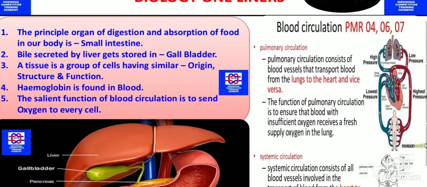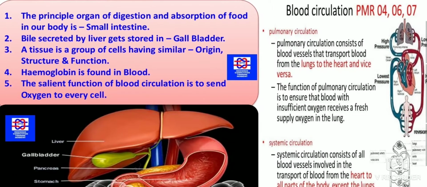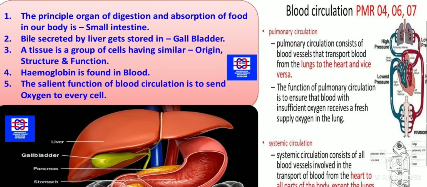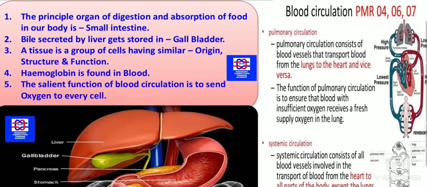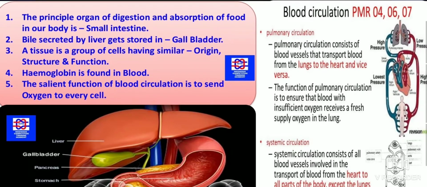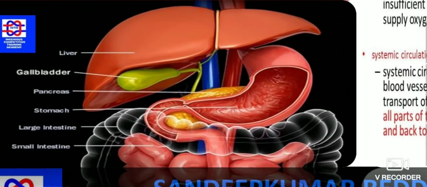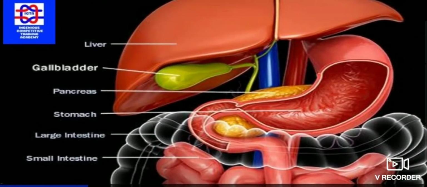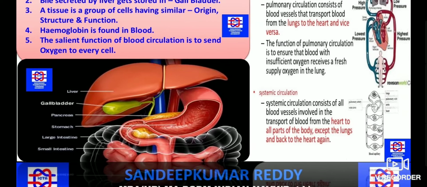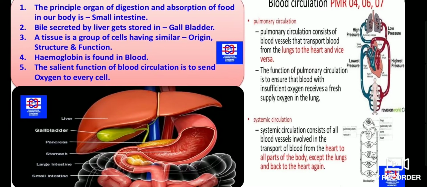Next we have the principal organ of digestion and absorption of food in our body. As we are aware, the small intestine is responsible for the digestion as well as absorption of food in our body. Here we have the bile secreted by the liver, which gets stored in the gallbladder. As you can see, there is a gallbladder. Here the bile juice is stored. This has to be remembered. This is one of the important bits.